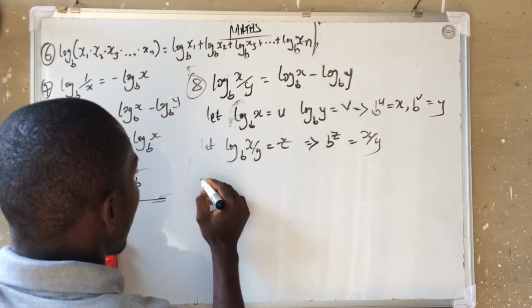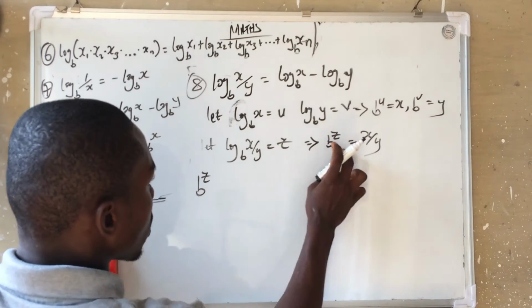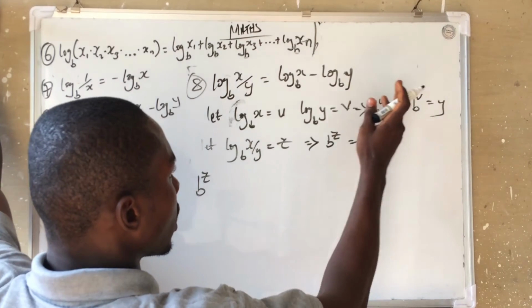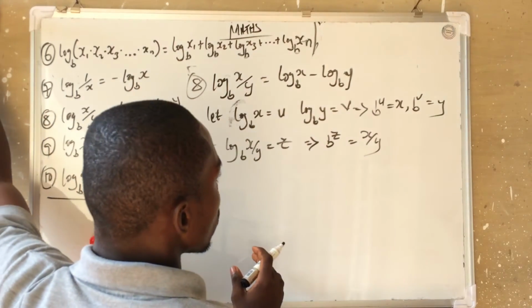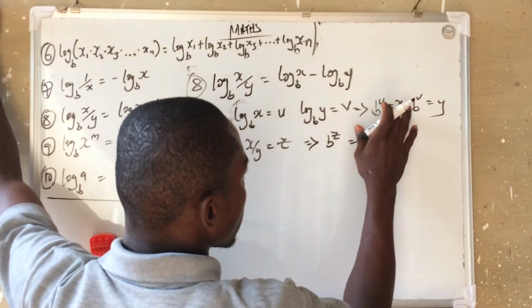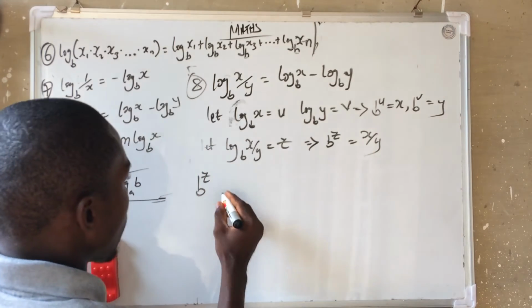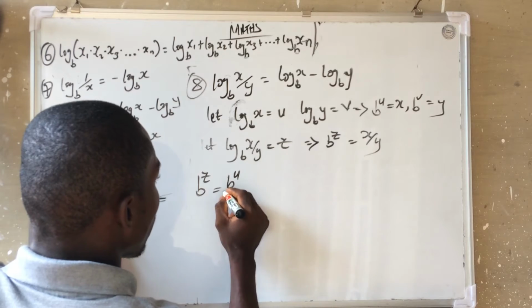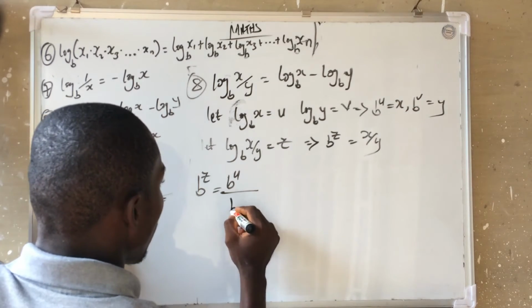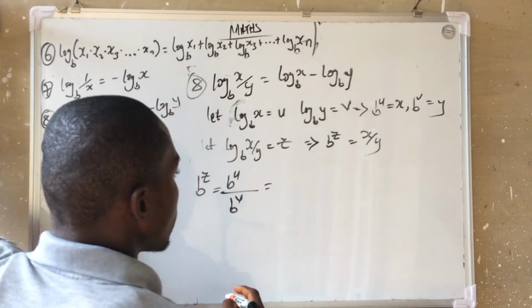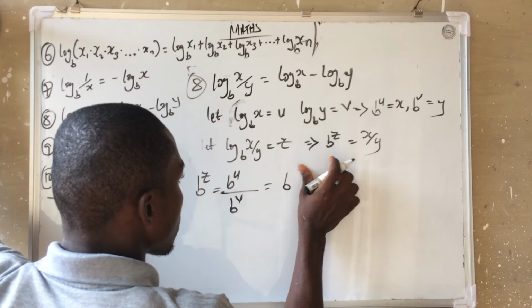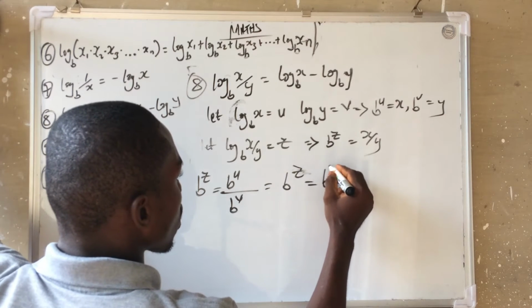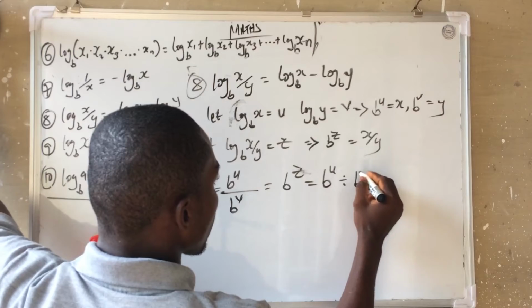So what is my x here? Now I'm going to say that b raised to the power z, using this, I will substitute this and this here. What is my x now? My x is b raised to the power u, over my y, which is what? b raised to the power v. And they have the same base. I can now say that b raised to the power z is equal to b raised to the power u divided by b raised to the power v.